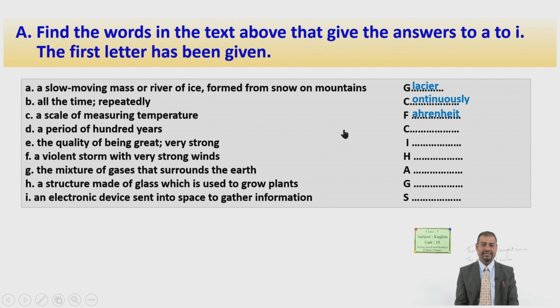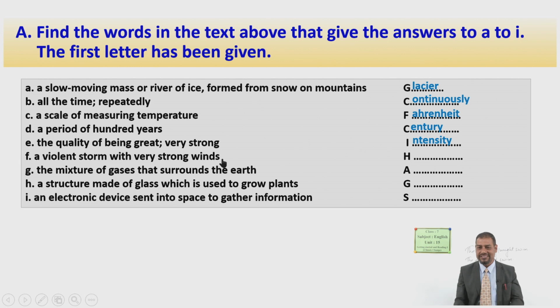F-A-H-R-E-N-H-E-I-T, Fahrenheit. Now next one, D, a period of 100 years. So it's very easy for you. What's the word? Okay, good job. It is century. C-E-N-T-U-R-Y, century. Another we have is the quality of being great, very strong. Now what is the correct word for it? That starts with I. Yes, you are right again. Intensity. I-N-T-E-N-S-I-T-Y, intensity.